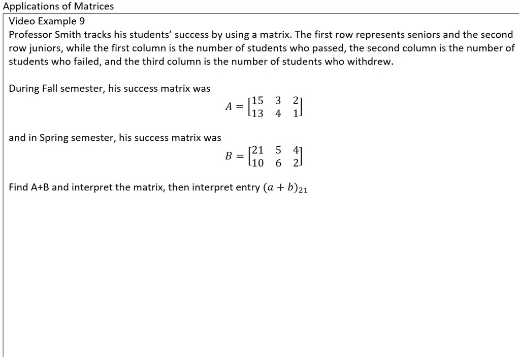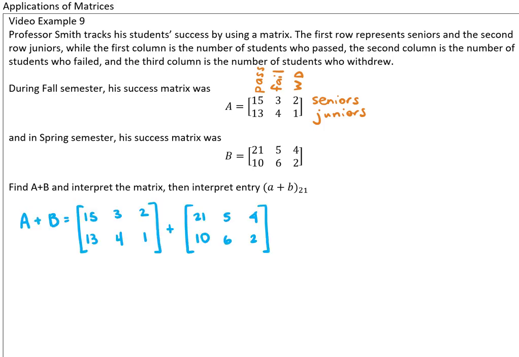For example 9, we have the story of Professor Smith who tracks his students' success by using matrices. The first row represents seniors, while the second row represents juniors. The first column is who passes, the next column is who fails, and the next column is withdrawals. We're given his fall semester success matrix and also his spring semester matrix, and we're asked to add both of these matrices together to find A plus B. So we just substitute in matrix A and matrix B and add them up component-wise.